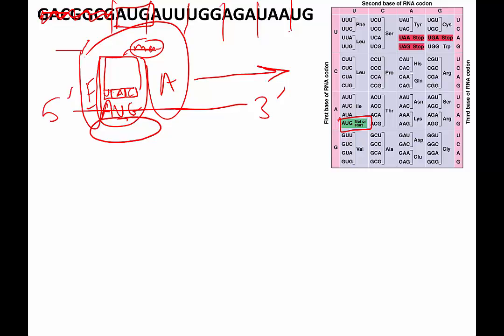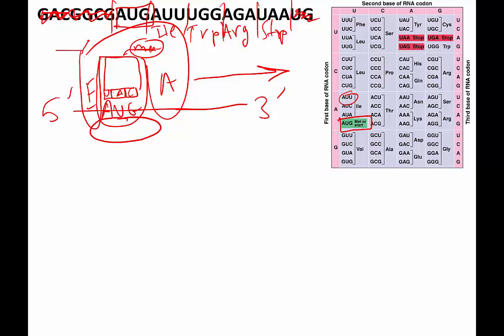So AUU would code for isoleucine, UGG codes for tryptophan, AGA codes for arginine, and UAA is for stop codon. So remember, translation starts at the start codon, ends at the stop codon. So just like everything before the start codon was junk, here everything after the stop codon is junk as well. So ignore that, stop translation at the stop codon.